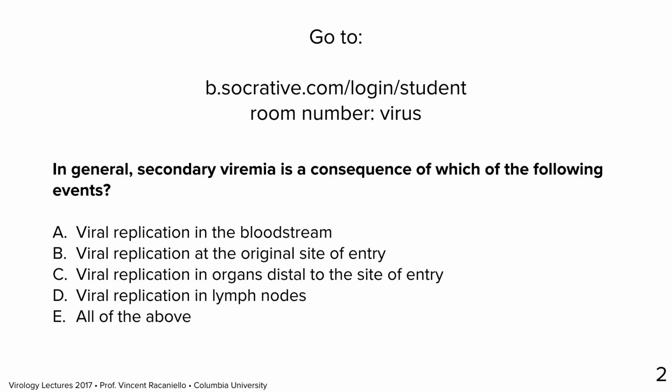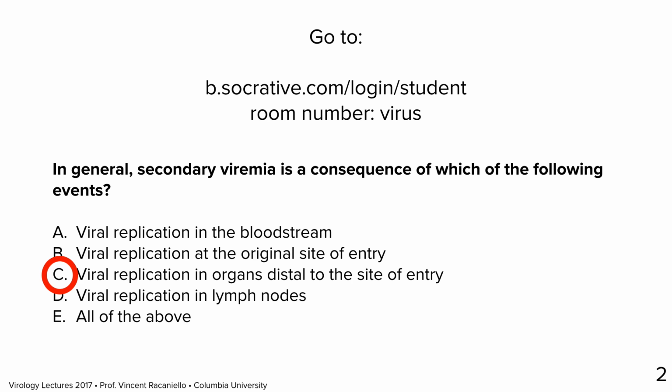Next question. In general, secondary viremia is a consequence of which of the following events? Viral replication in the bloodstream, viral replication at the original site of entry, viral replication in organs distal to the site of entry, viral replication in lymph nodes, all of the above. All right, the answer here is viral replication in organs distal to the site of entry.